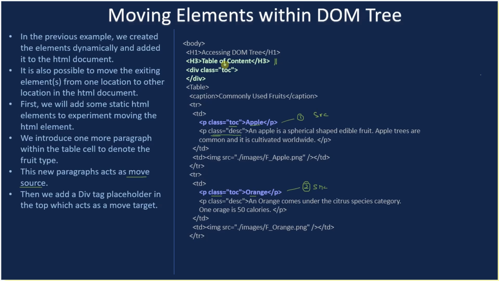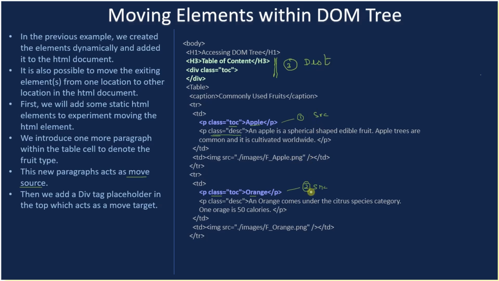Now you know how to add an element dynamically, right? You can make use of the insert after sibling method. You can create this dynamically and add it here. The same way you can create these two also and add them dynamically, but for simplicity here we are keeping this as static content. Right, so then we add a div tag placeholder at the top, which acts as the move target. So this will be our destination.